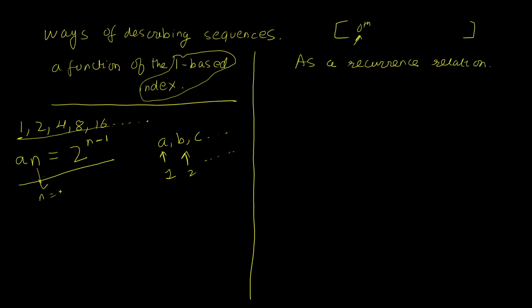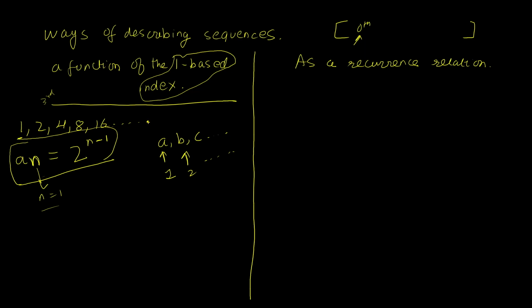When I plug in n equals 1, I get a 1 because 2 to the power of 0 would be 1. And then if I plug in n equals 2, I get the second term. If I plug in n equals 3, I get 2 squared, and that's 4, which is the third term, right? In general, if I want the nth term, I can simply plug in n. But the focus here is not this particular equation.